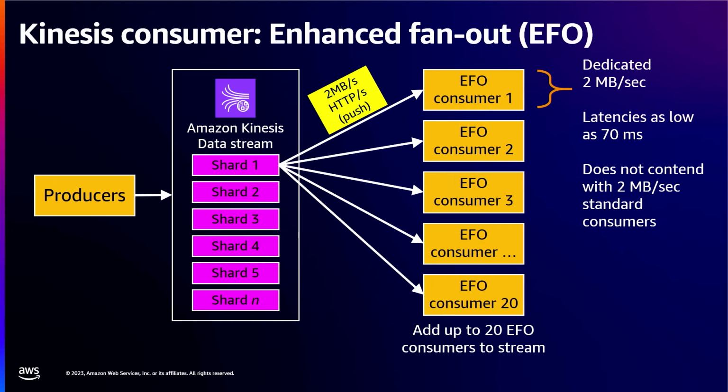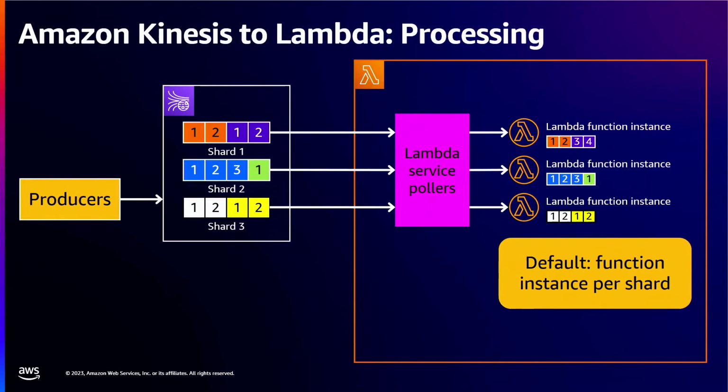Also, ESM consumers then don't contend with standard consumers, so it's a good way to ensure consistent low latency and avoid sometimes that noisy neighbor problem you may have. And you can have up to 20 EFO consumers to a stream. So if you need high throughput, this is certainly something to look at.